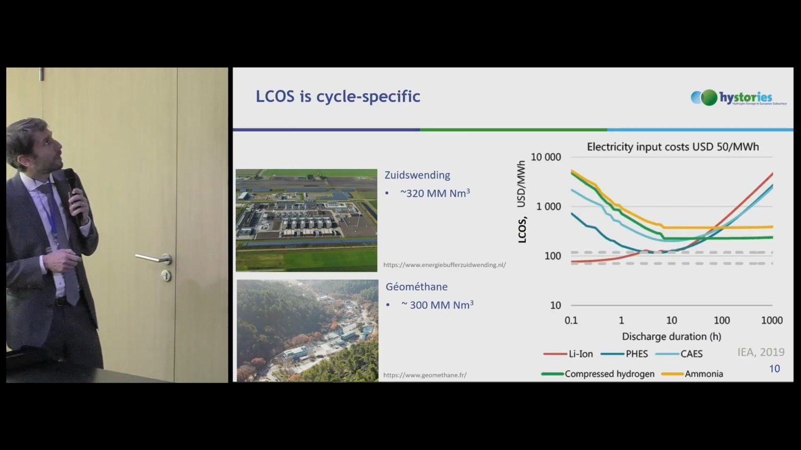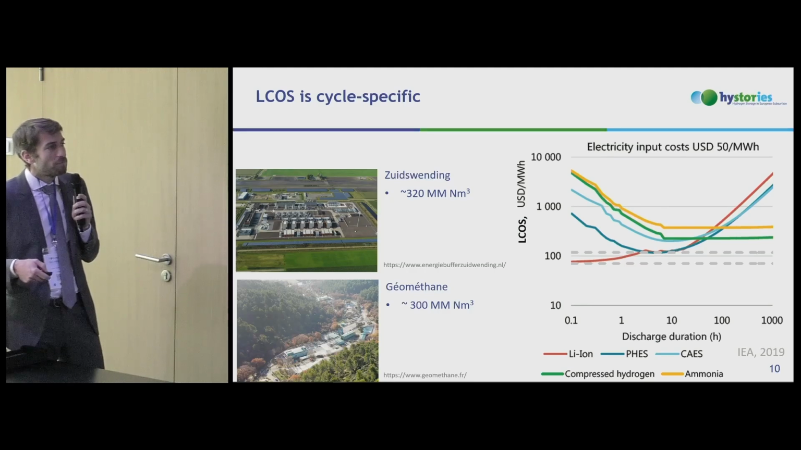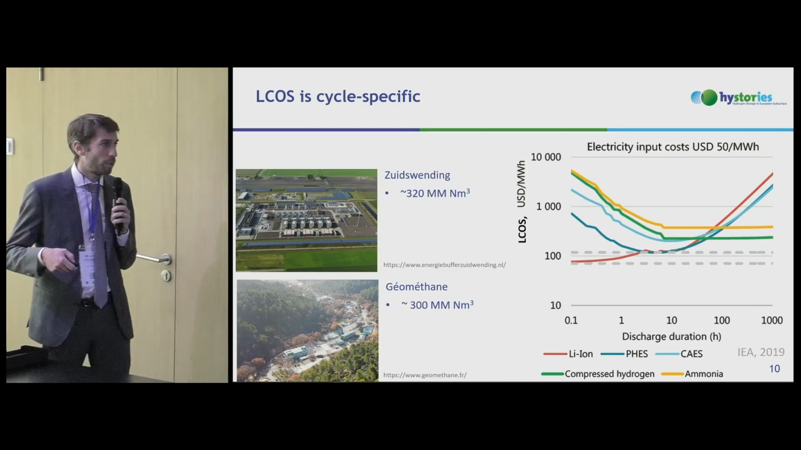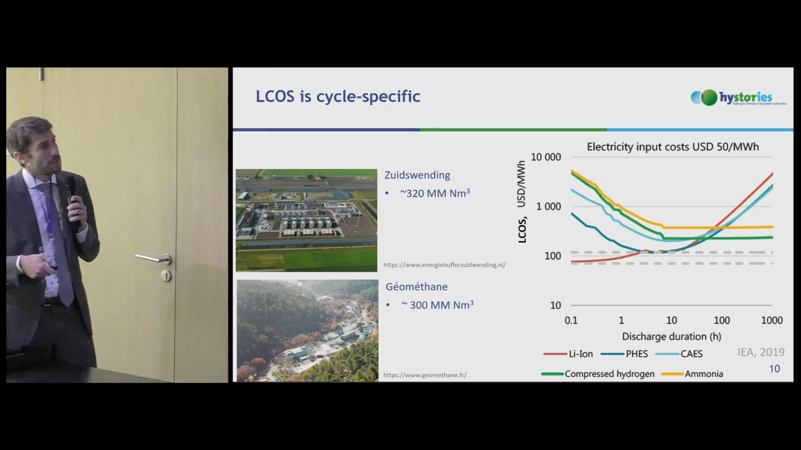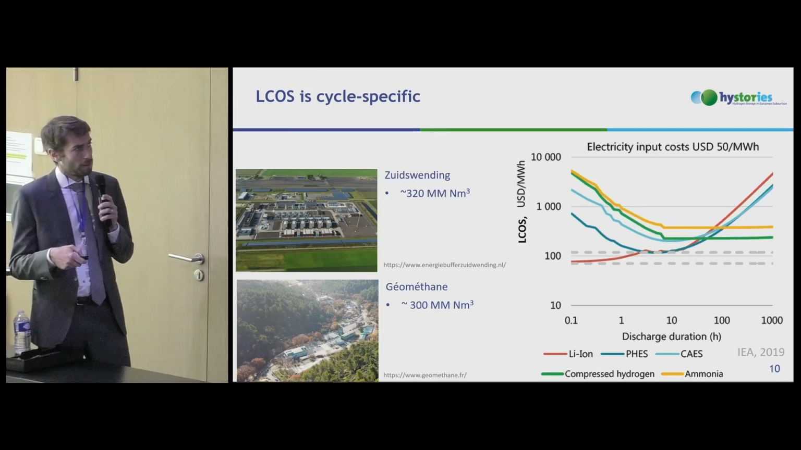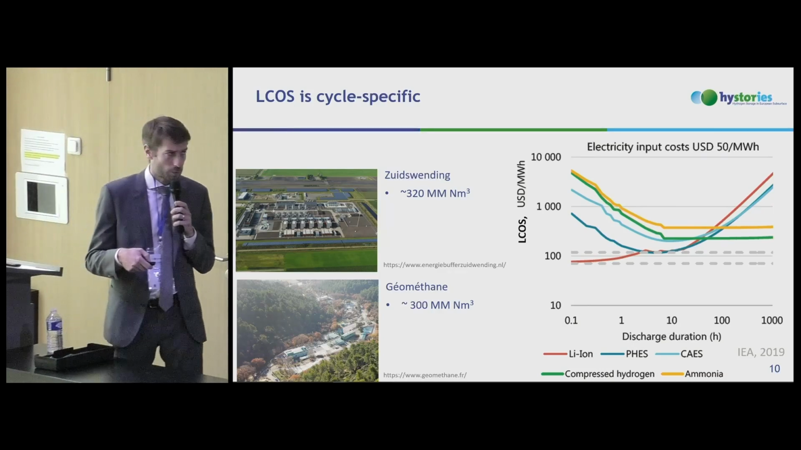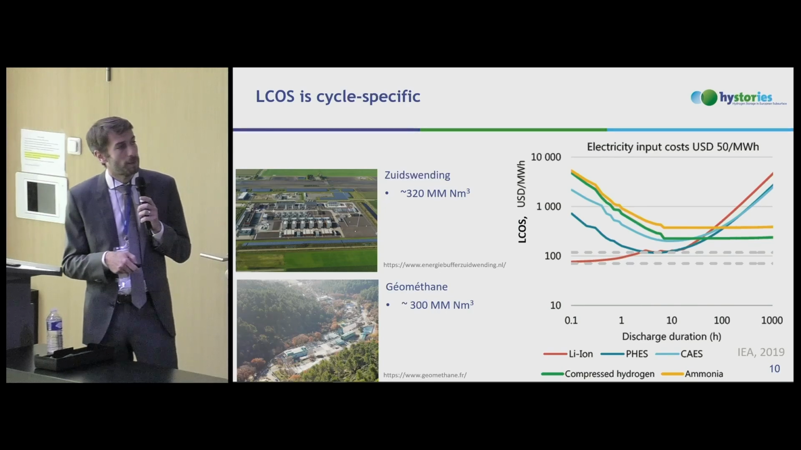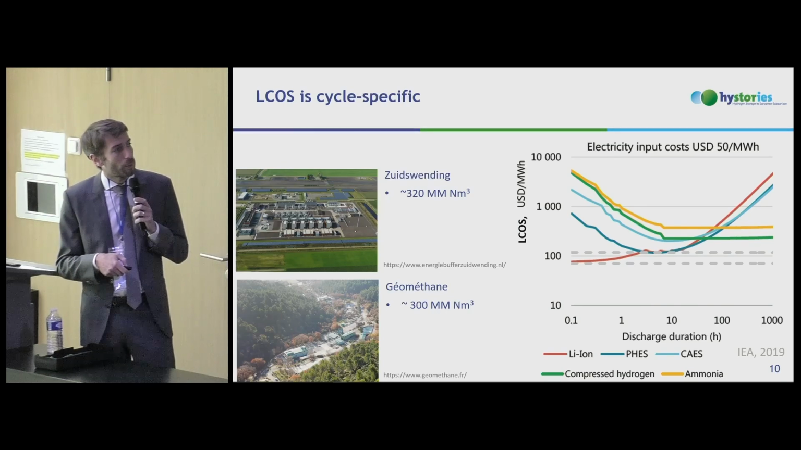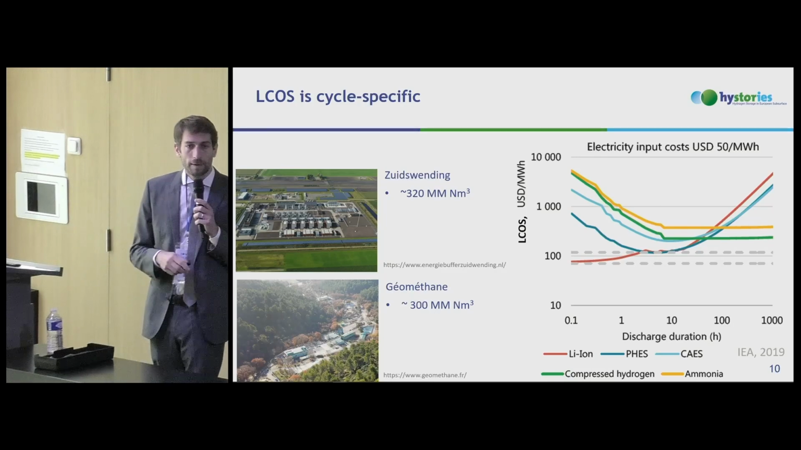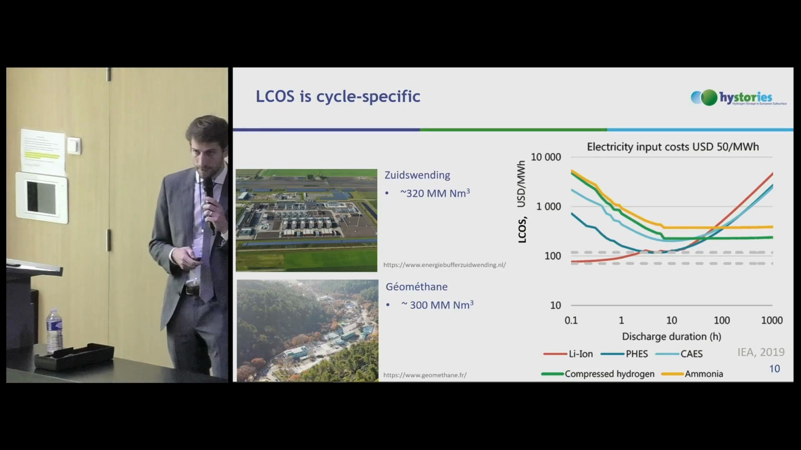So that's why, if we look at the LCOS, the levelized cost of storage, you have to consider the cycle, or for instance the discharge duration. It's also what other studies did, like the hydrogen report by IEA, for instance. You see the LCOS, levelized cost of storage, is changing a lot depending on what discharge duration, what cycle you choose. And depending on cycle, if you discharge in 1 hour or in 1,000 hours, the cheapest technology will not be the same.